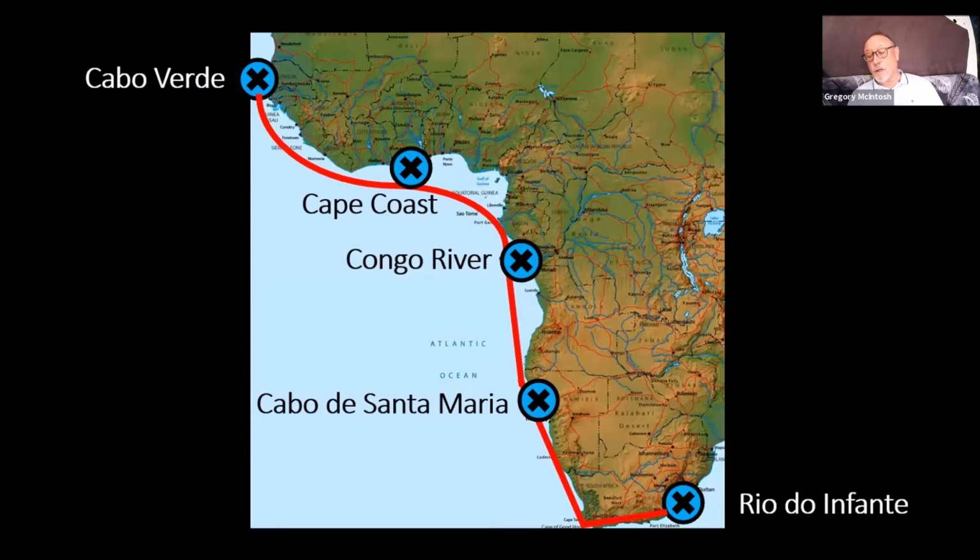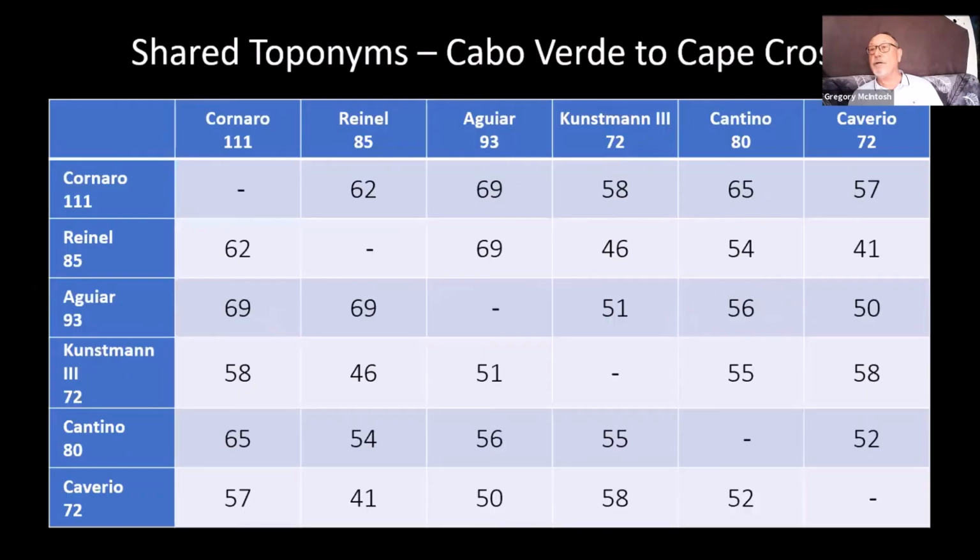And because of the shorter coasts on half of the charts, the comparisons of the three earlier charts to the later Kunstmann, Cantino, and Carvalho charts would have to be normalized. That is, the irrelevant place names would be excluded. For example, focusing on the place names that match the limited coastline on the Jaguar chart from Cabo Verde to Cape Coast. This is just more work to be done.